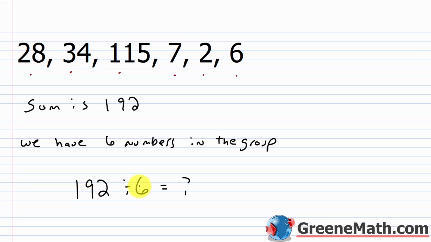And again, 192 divided by 6 is 32. And so this is our answer, right? Our average, or our mean, is going to be 32. All right, let's take a look at one final problem for finding the mean, or again, the average.